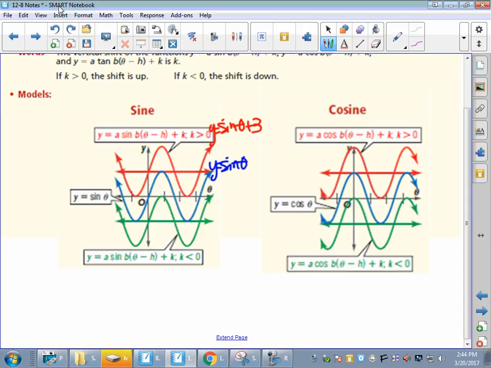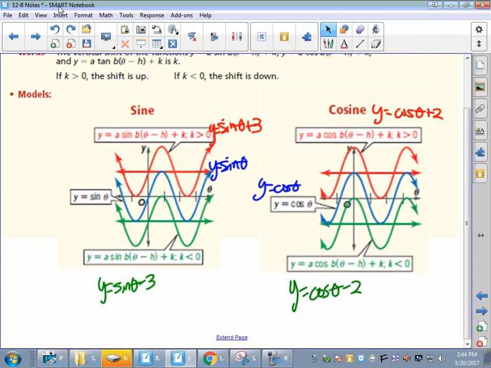My board is still acting up, so I apologize for the writing. I'm going to just kind of power through. Y is equal to sine theta minus 3 for the green. It went down 3 units instead of going up. On the cosine, same thing. Color coordinate your graphs. The blue is just the parent function. The red function is saying that we added a certain amount after we took the cosine of theta. And the green is a subtraction, so y is equal to cosine theta minus 2.